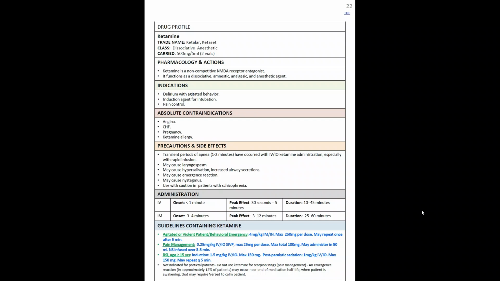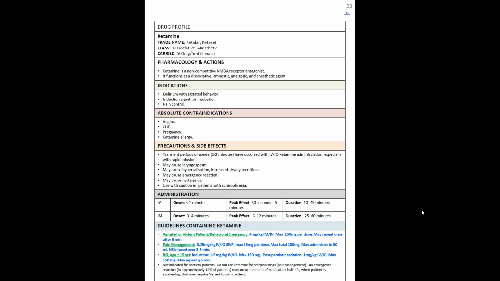Today we're going to be talking about the drug ketamine. Ketamine's trade name is Ketalar or Ketaset. Classification is a dissociative anesthetic, and it's carried 500 milligrams in 5 mLs. We carry 2 vials of this in our drug box. The pharmacology behind ketamine is a non-competitive NMDA receptor antagonist.